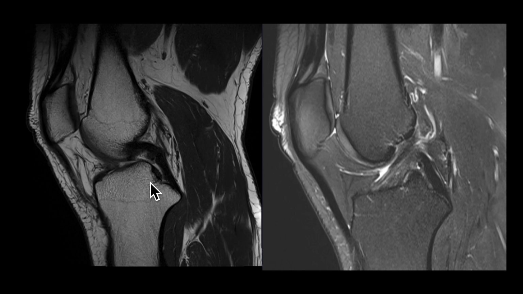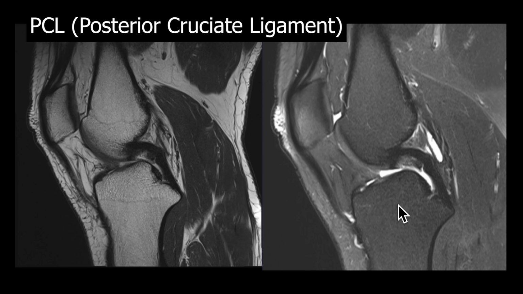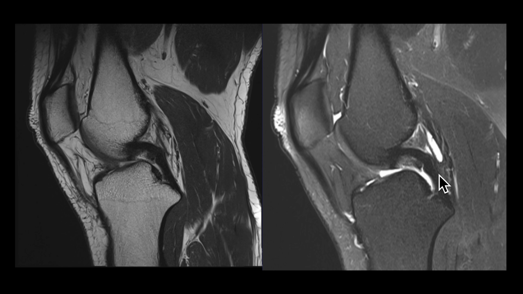Unlike the ACL, the PCL is formed of very tightly bound collagen fibers, and therefore we expect it to be of uniformly low signal intensity in all sequences. The unique caveat to this is that the PCL also can show magic angle artifact, particularly when you're looking at these proximal fibers here before the genu.